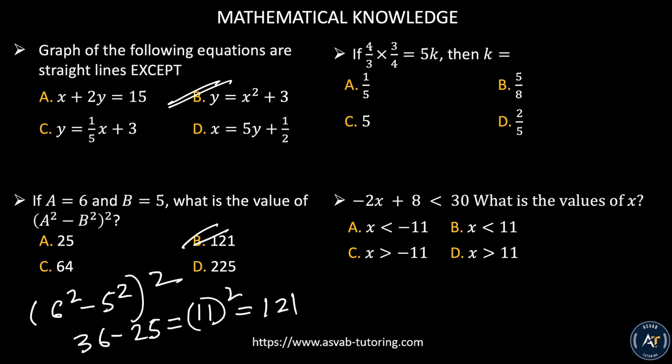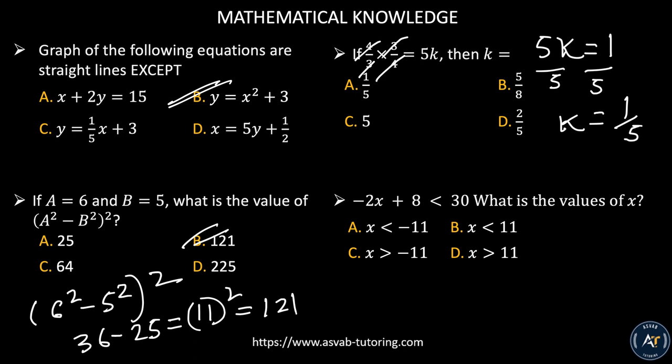Next question, if 4 over 3 times 3 over 5 equal to 5k, what is k? So let's do in here. So you could cancel those out. This cancel those out. So then you have 5k equal to 1, and then divide both sides by 5. That gives you k equal to 1/5. The correct answer is option A.